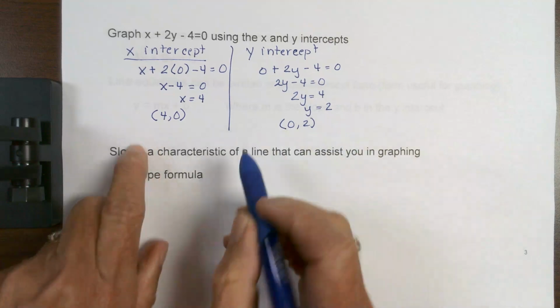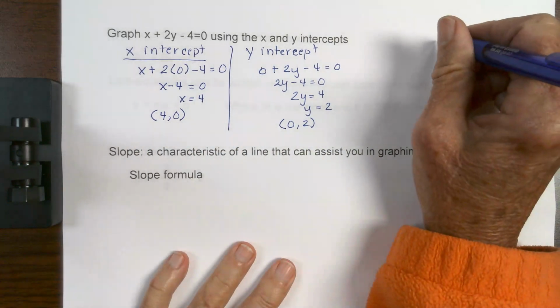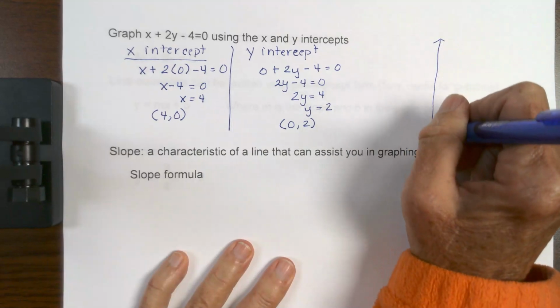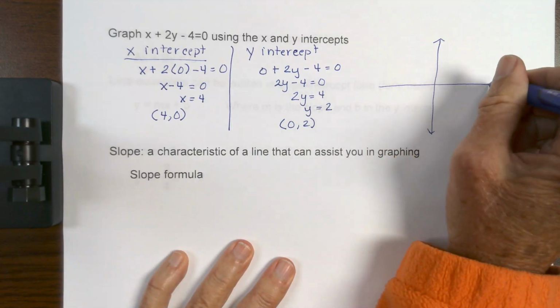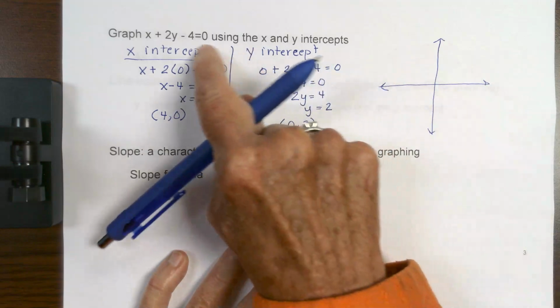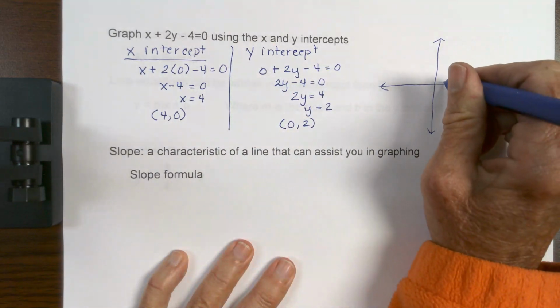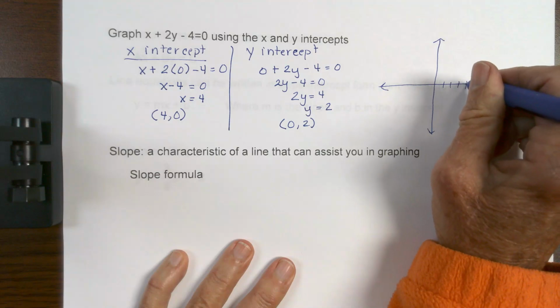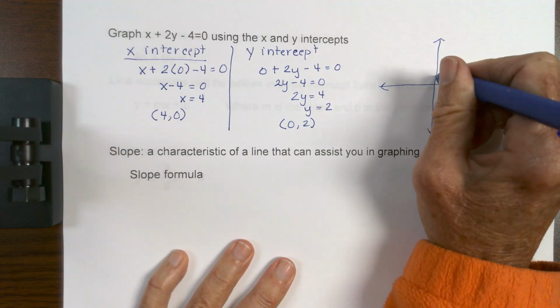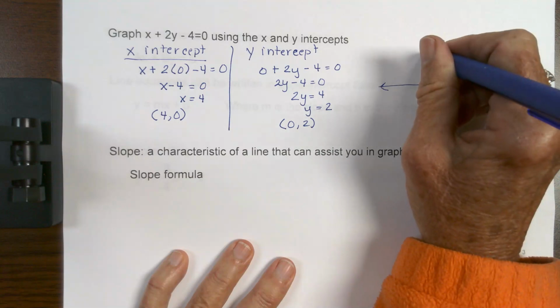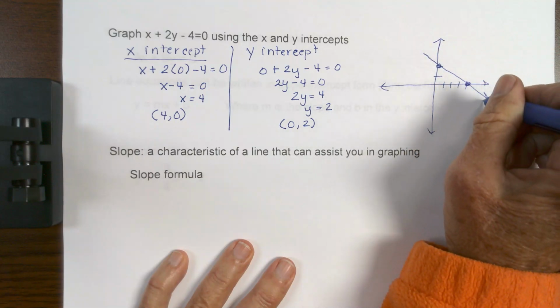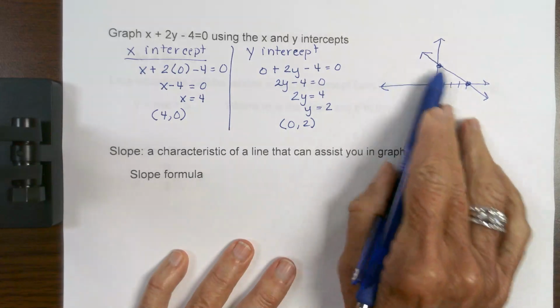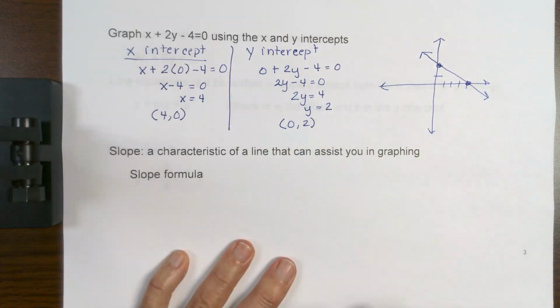So I'm taking those 2 points and putting them on the coordinate plane, and then I'm drawing a line through them, and that's going to graph that equation. So 1, 2, 3, 4, and 0, 2. And so that is the line of that equation.